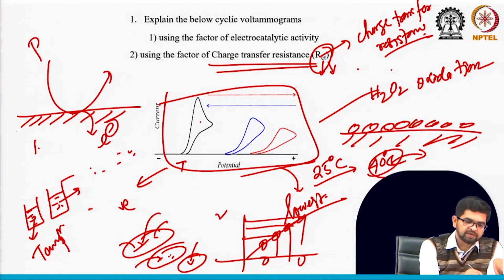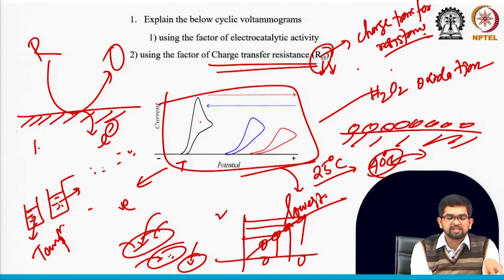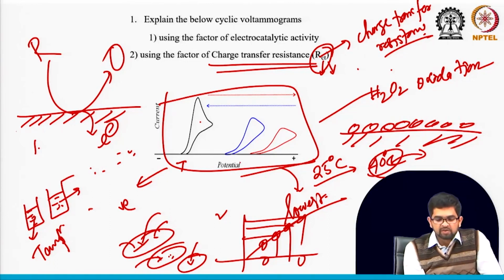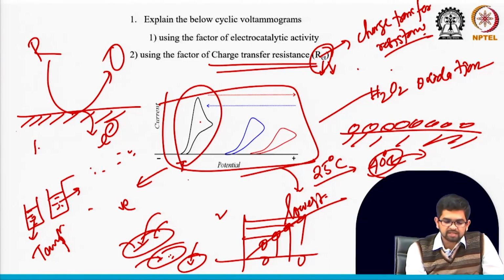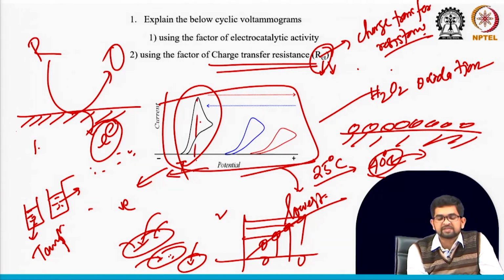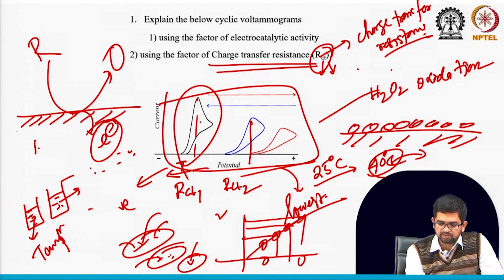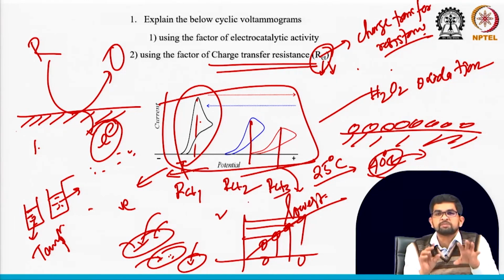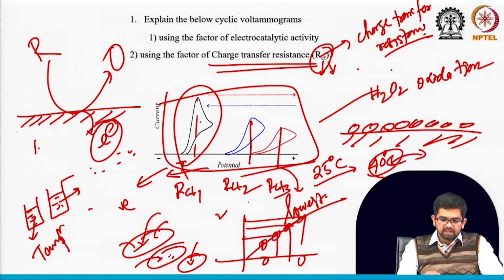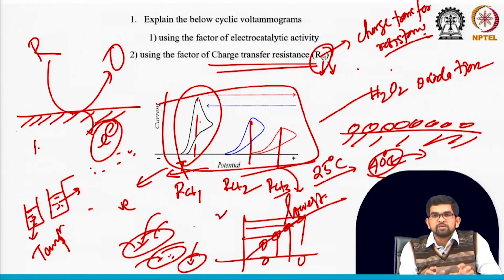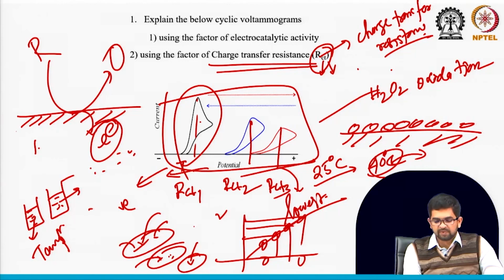Suppose you have the reductant, it is oxidizing, releasing the electron. So how fast? You can see in number 1, the cyclic voltammogram, here electron is transferring very fast, right? That's why you are getting your oxidation peak on the negative side. So suppose this is RCT1, in the second case this is RCT2, third case this is RCT3. You just observe it, right? Now think which one is the highest, which one is the lowest.